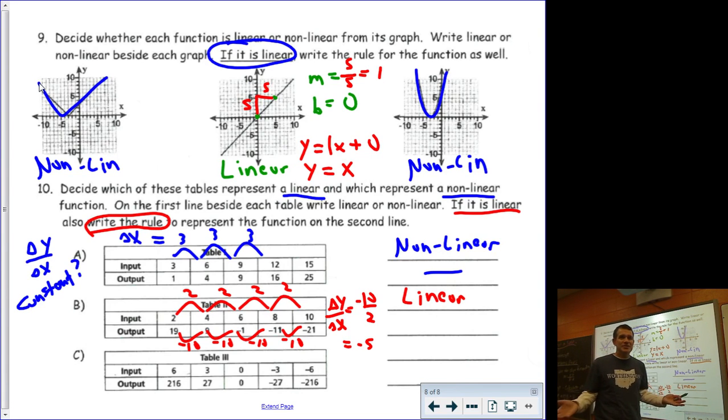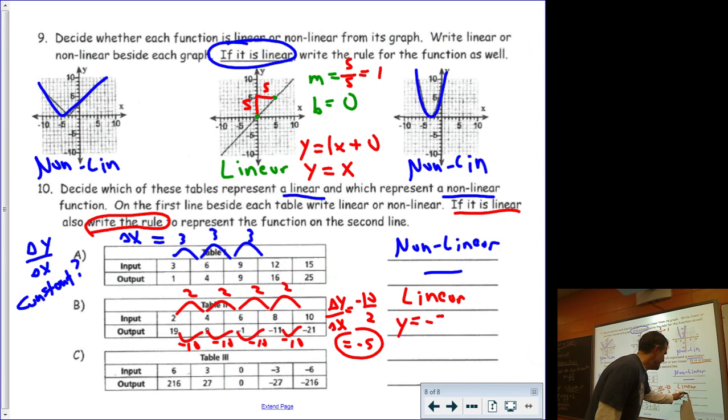And to write the equation, the first thing I need is the slope. And the slope is the rate of change. So this equation is going to be y equals negative 5x plus something. I also need to figure out the y-intercept. Remember the easy way to get the y-intercept? Figure out what y is when x is 0.